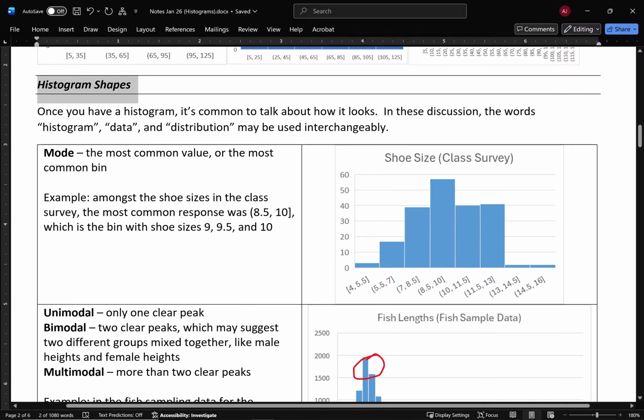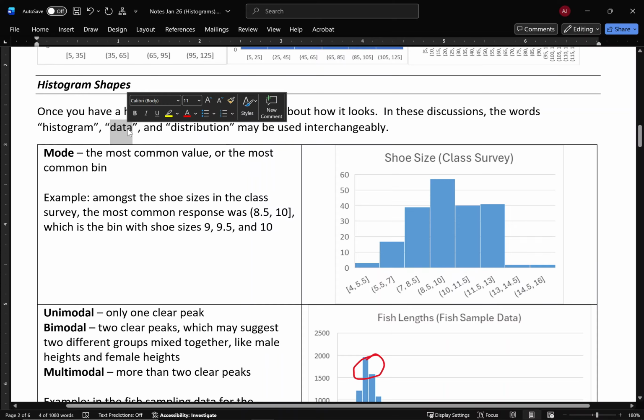Okay, so once we have a histogram, it's really common to talk about the shape of it and how it looks, and there are some common words that are used to describe histograms. So I'm going to give you some of those with some examples. And in these discussions of histogram shape, the words histogram, data, and distribution can be used pretty interchangeably, because the histogram is really just a picture of your data. So you can talk about the histogram or you can talk about the data itself.